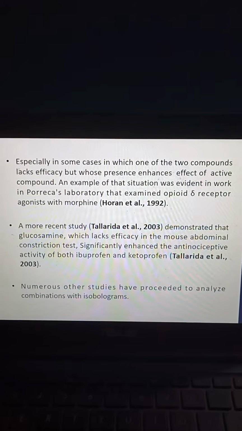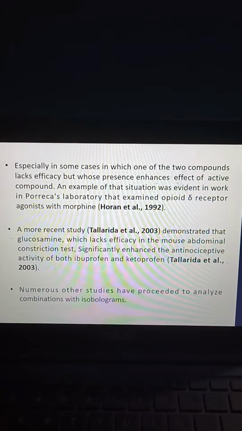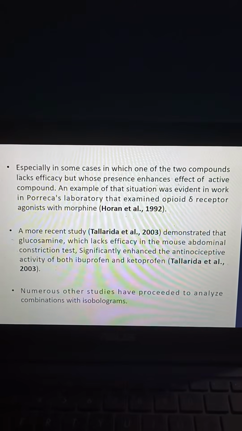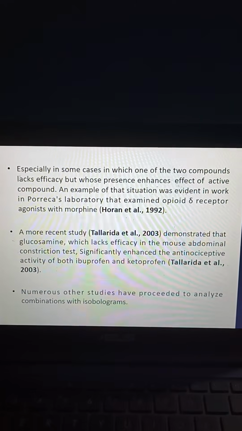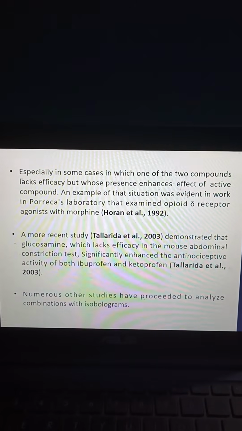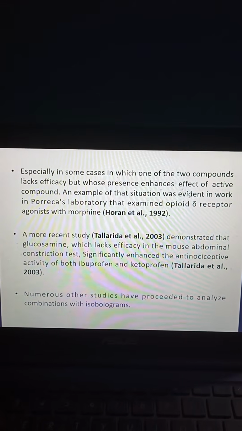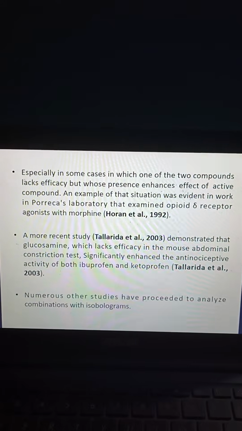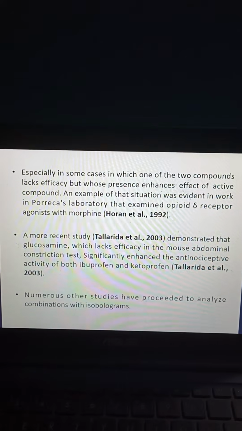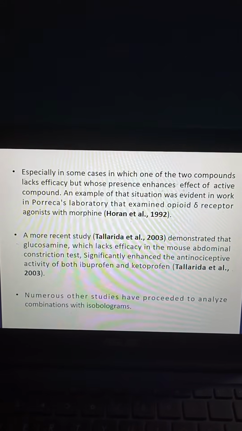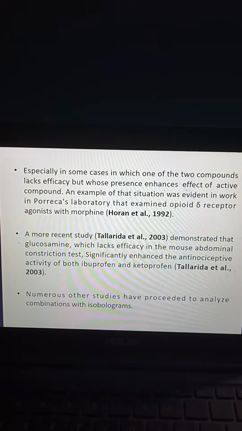Especially interesting are cases in which one of the two compounds lacks efficacy but whose presence enhances the effect of the active compound. An example of that situation was evident in work in Porreca's laboratory that examined opioid delta receptor agonists with morphine, Horan et al. 1992. A more recent study, Tallarida et al. 2003, demonstrated that glucosamine, which lacks efficacy in the mouse abdominal constriction test, significantly enhanced the antinociceptive activity of both ibuprofen and ketoprofen.